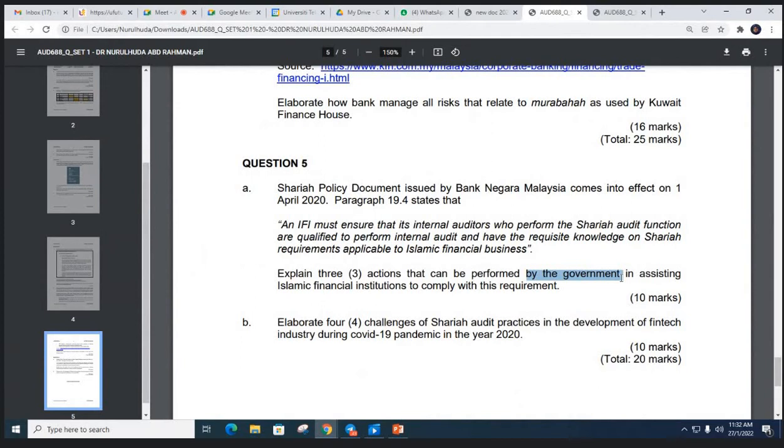And then last, elaborate 4 challenges of Sharia audit in development of fintech COVID-19. Ada 2 isu di situ, fintech dan COVID-19. Okay. So yang ni challenges, competency skills to have key skills or to apply or to use specific audit system. And then apa lagi? Apa challenges lagi?